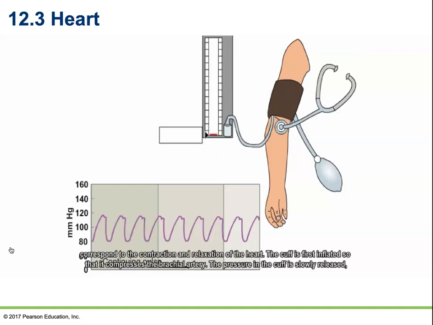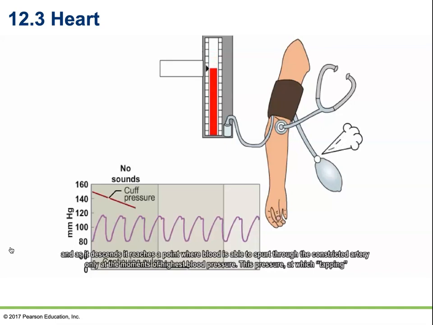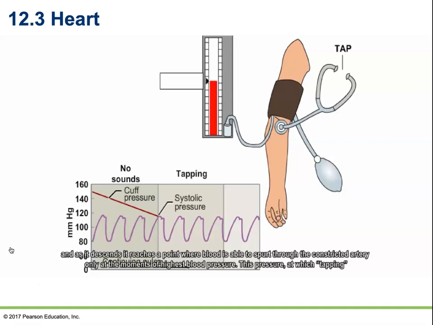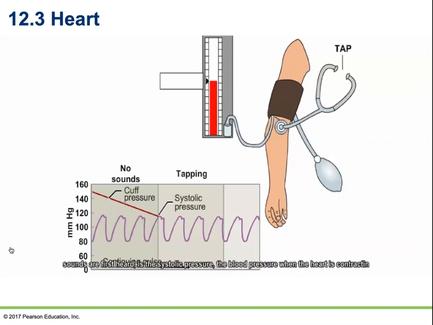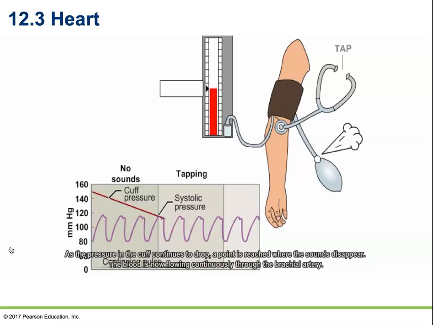The cuff is first inflated so that it compresses the brachial artery. The pressure in the cuff is slowly released, and as it descends, it reaches a point where blood is able to spurt through the constricted artery only at the moments of highest blood pressure. This pressure at which tapping sounds are first heard is the systolic pressure, the blood pressure when the heart is contracting. As the pressure in the cuff continues to drop, a point is reached where the sounds disappear.